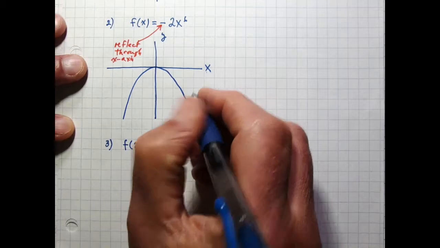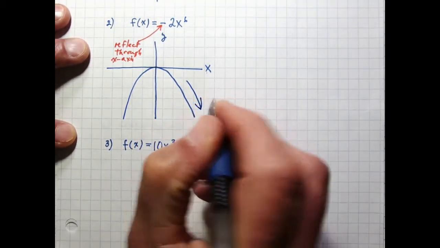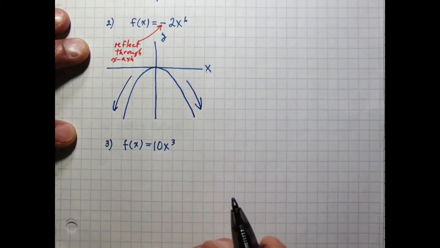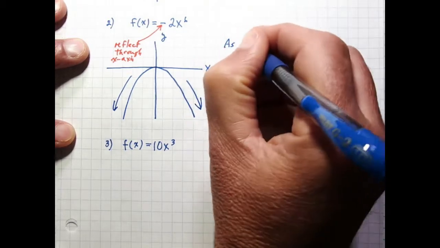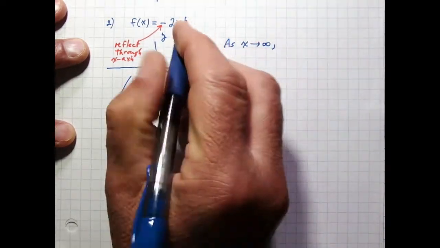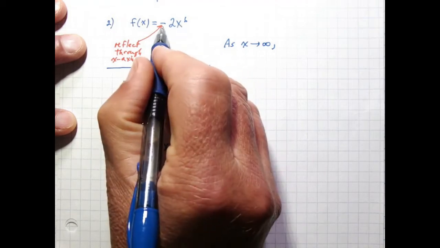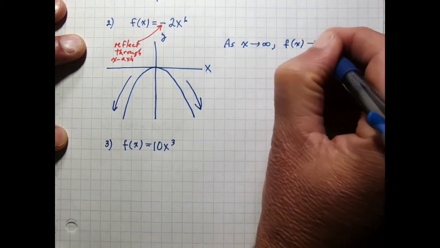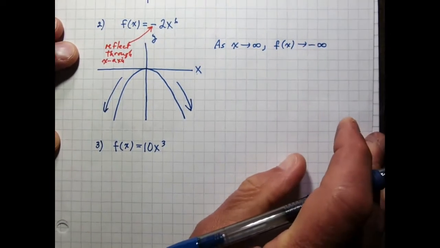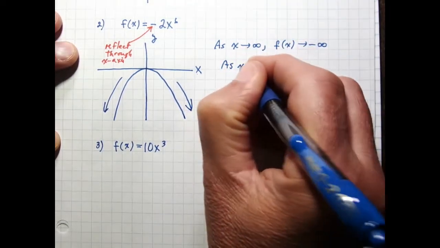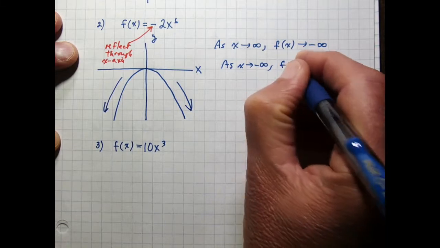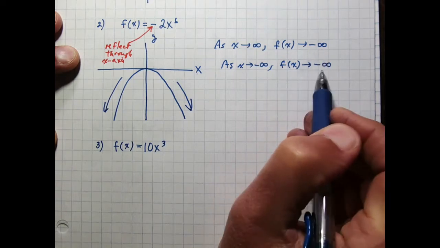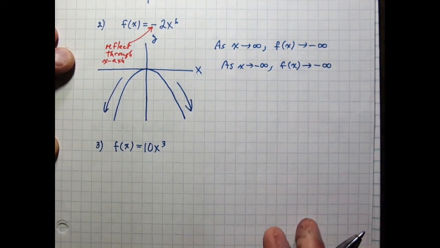And so that also affects the end behavior now, because when x approaches infinity, the graph is plunging down. When x approaches minus infinity, the graph is plunging down. So even though this is an even power of x, that minus sign in front of the coefficient affects things, right? As x approaches infinity, f of x approaches minus infinity. As x approaches minus infinity, f of x approaches minus infinity again. So the f of x's both approach minus infinity for this situation.